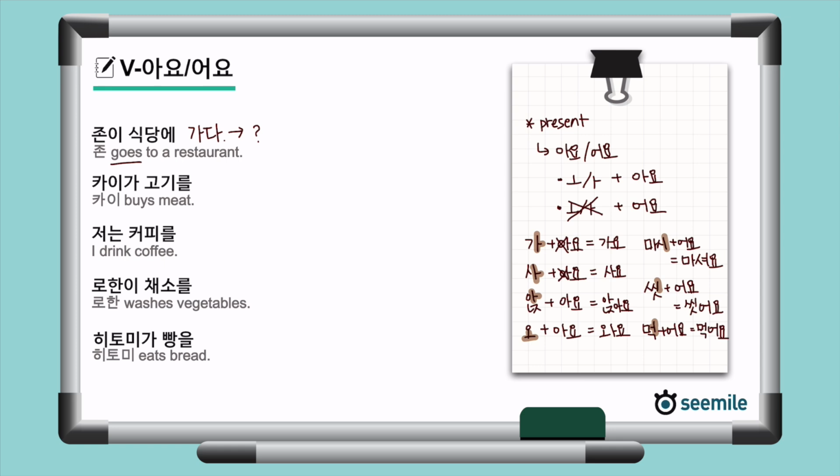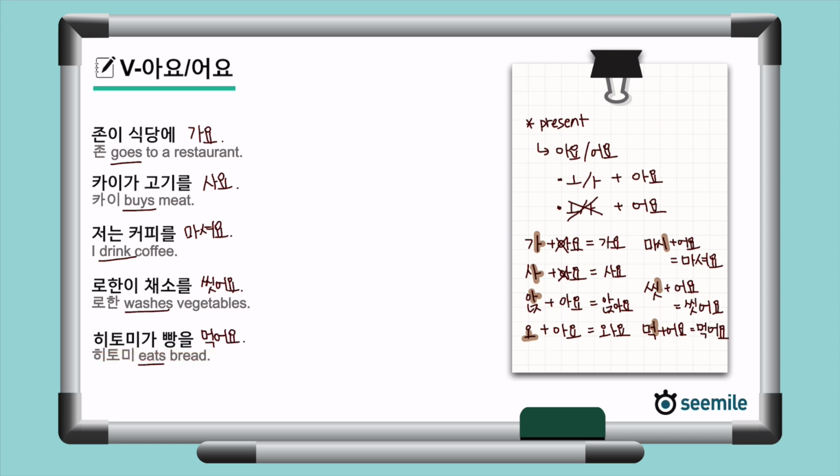How can we complete this sentence to say John goes to a restaurant? Yes, 가요. 존이 식당에 가요. Kai buys meat. 사요. 카이가 고기를 사요. I drink coffee. 마셔요. 저는 커피를 마셔요. 로한 washes vegetables. 씻어요. 로한이 채소를 씻어요. 히토미 eats bread. 먹어요. 히토미가 빵을 먹어요.